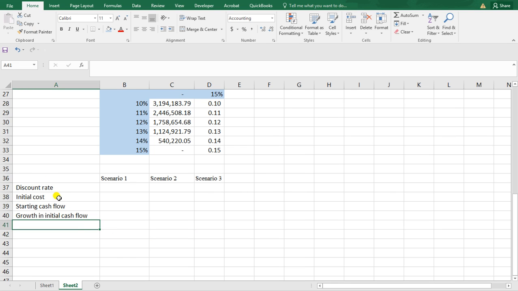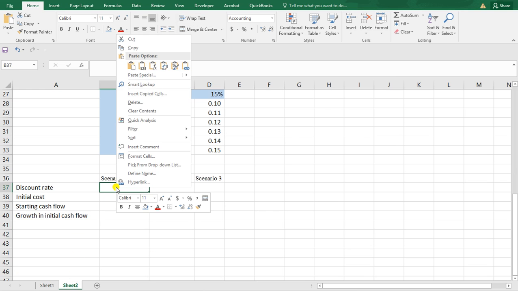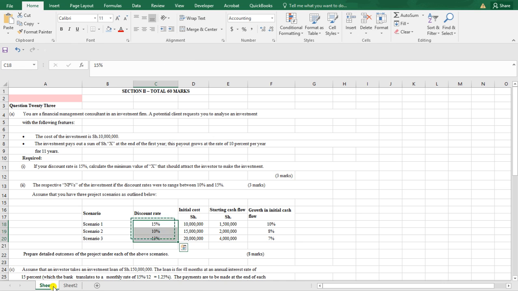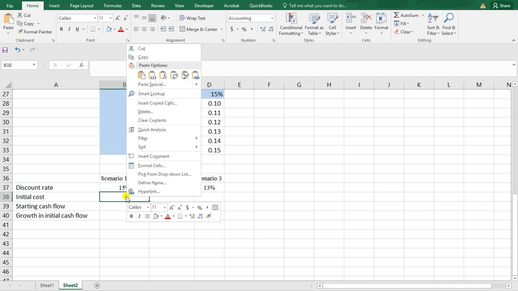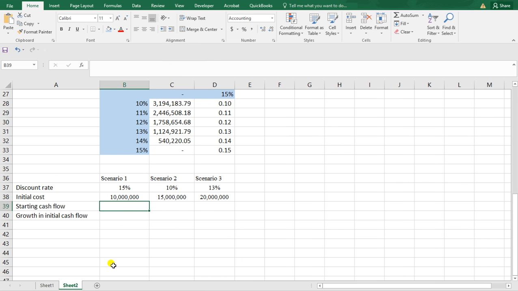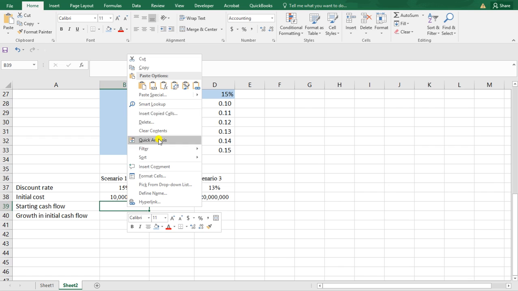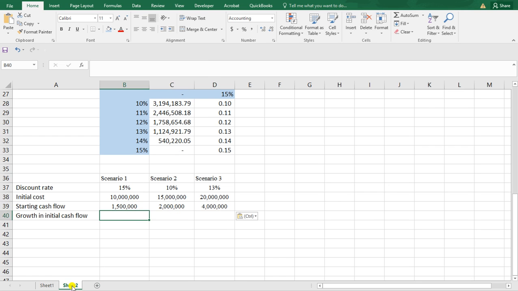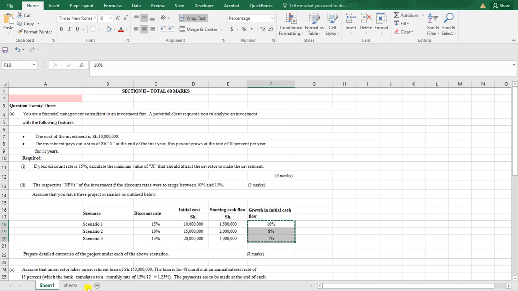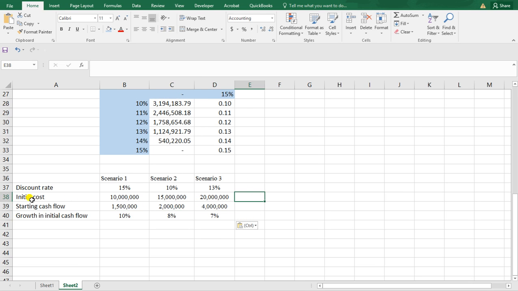So basically these are scenarios that you're having. So in this case, this was our discount rate, initial cost, we're having our starting cash flows, and we're having our growth rate, so basically these are the details that you're having, right?